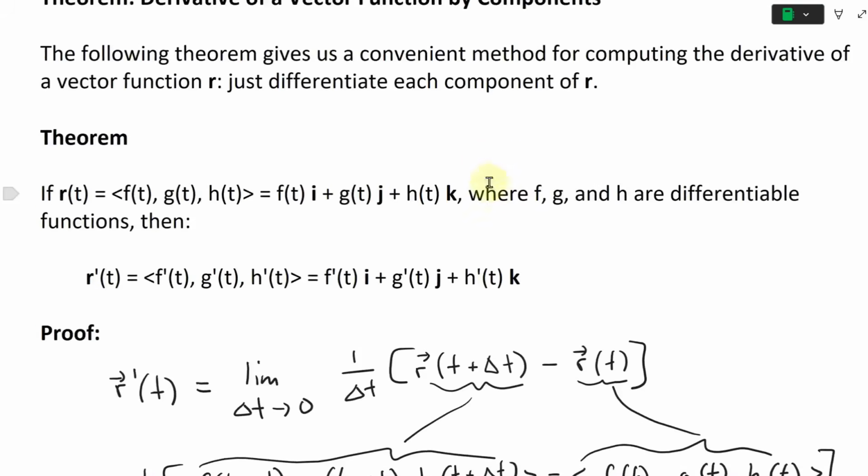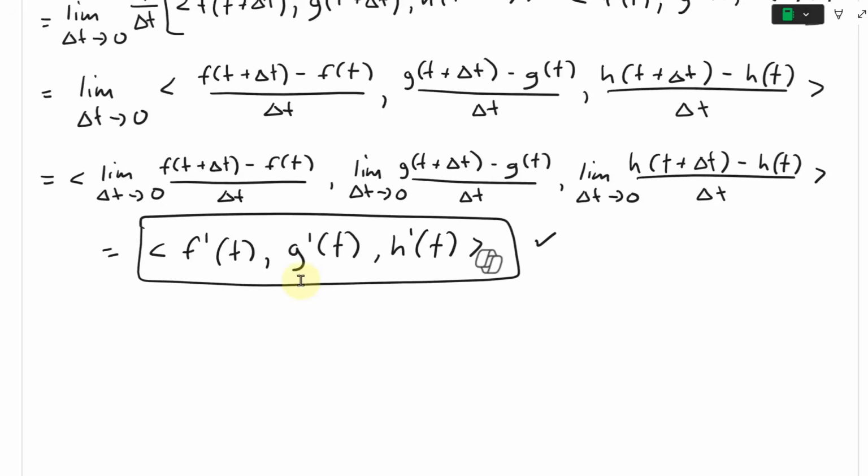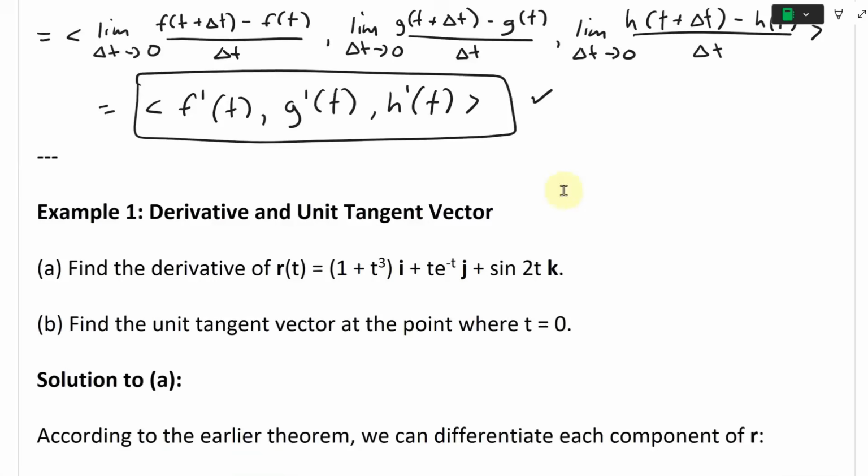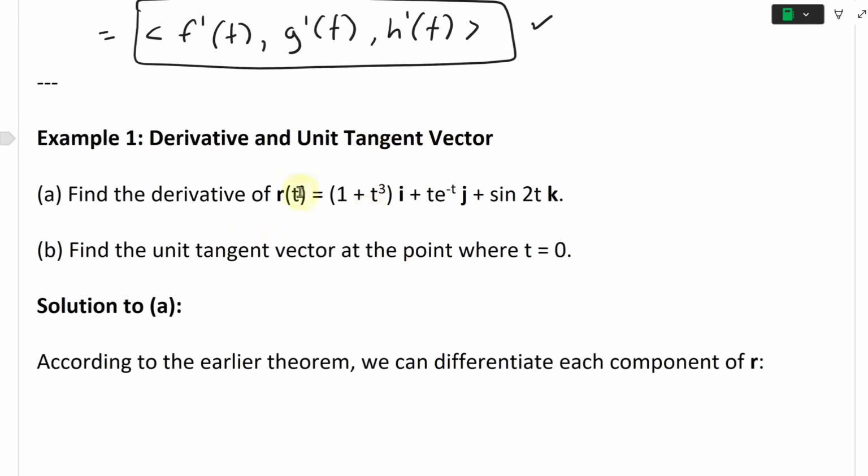So there's our theorem. If r of t has components f, g, h, which are differentiable functions, then the derivative is just equal to the derivatives of the components. And there it is. All right, and now let's take a look at an example going over all this. So basically, a derivative and unit tangent vector example.